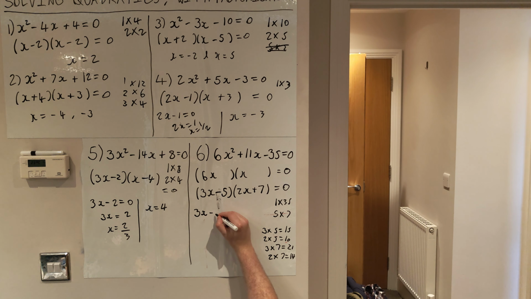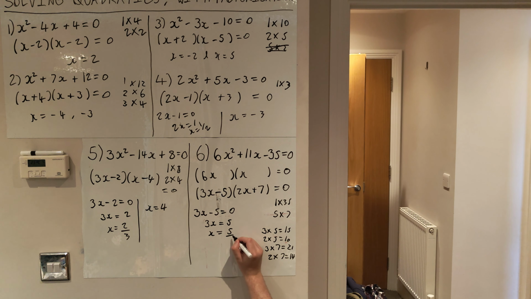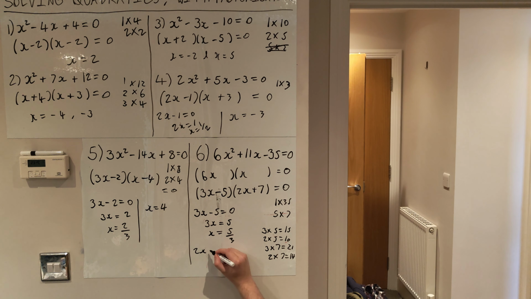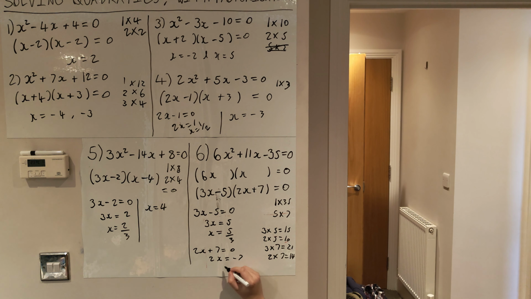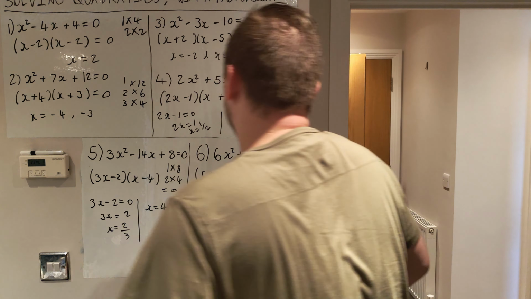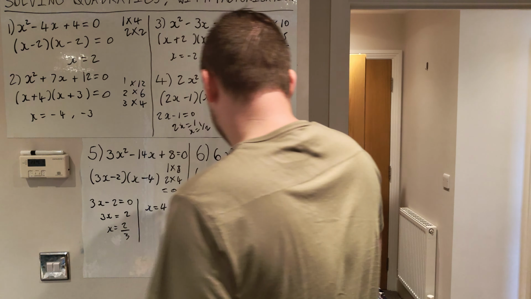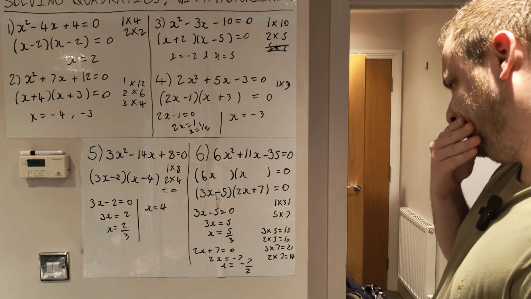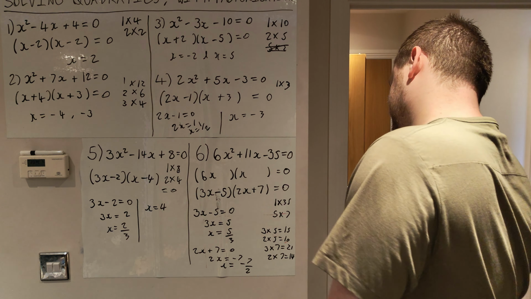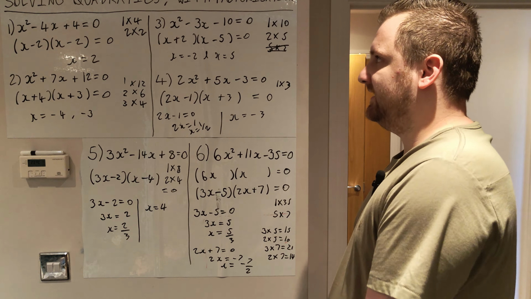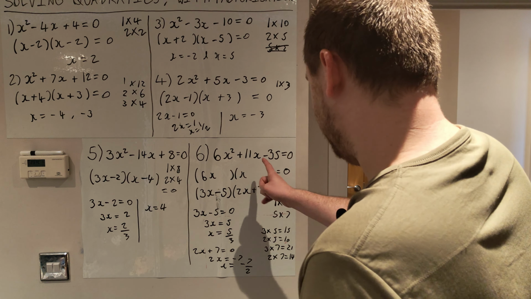So 3x minus 5 is equal to 0. 3x is equal to 5, x is equal to 5 over 3, or 2x plus 7 is equal to 0. 2x is equal to minus 7, x is equal to minus 7 over 2. Okay, cool. So we got 3x minus 5 is equal to 0, which rearranged gives us x is equal to 5 over 3. And we got 2x plus 7 is equal to 0, so it should give us minus 7 over 2. Now, I'm not going to be able to do that by hand, but I mean, I probably could.